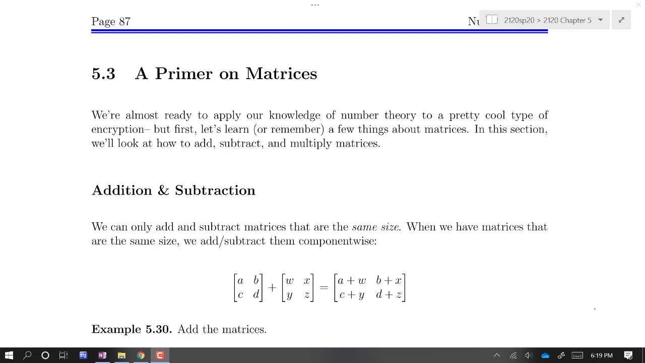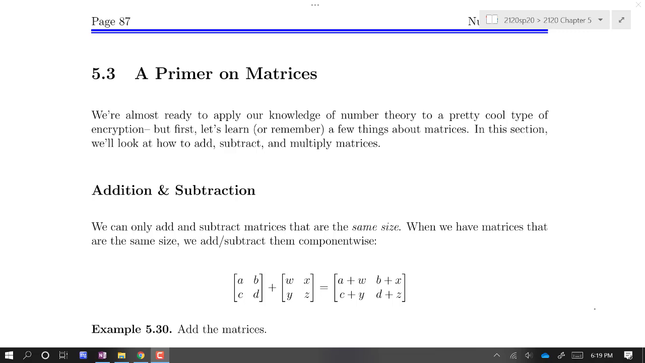All right, in this section we're going to cover some material on matrices. You may have some familiarity with matrices. We're going to cover some material that might be review for you, might be some new stuff. If you've never worked with matrices before, this will get you up to speed on what we need to know.